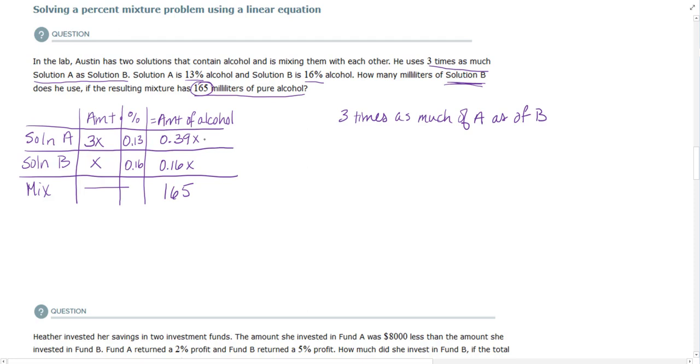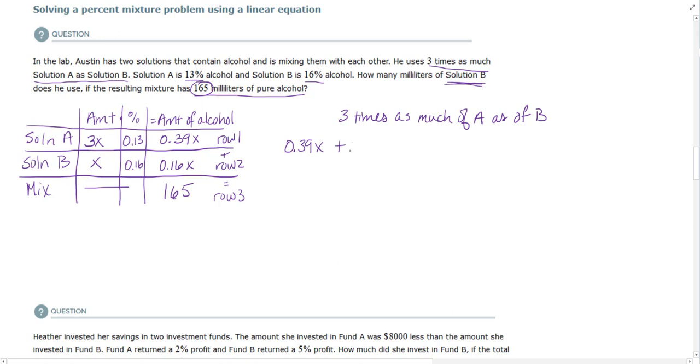And so now the amount of alcohol that is in solution A plus the amount in solution B is going to be equal to the amount in the mixture. So row 1 plus row 2 is equal to row 3. And this is always going to work. If you set up a table like this, your equation is going to come from your third column, and it's always going to be the first 2 rows added together equals the third row. As long as you make sure your mixture is last, then this will work. Okay, so now let's write that out.